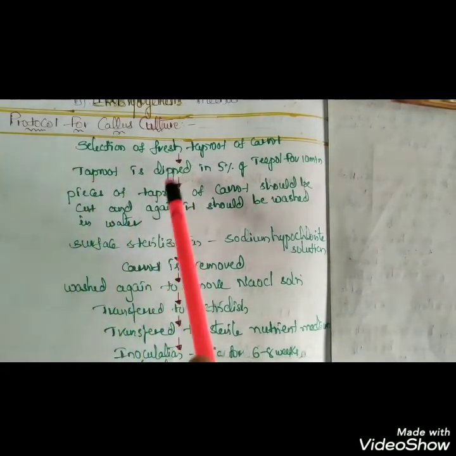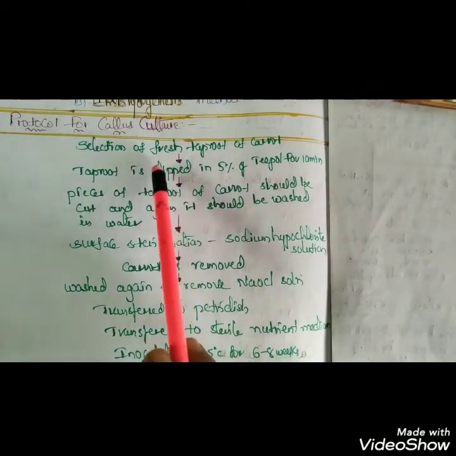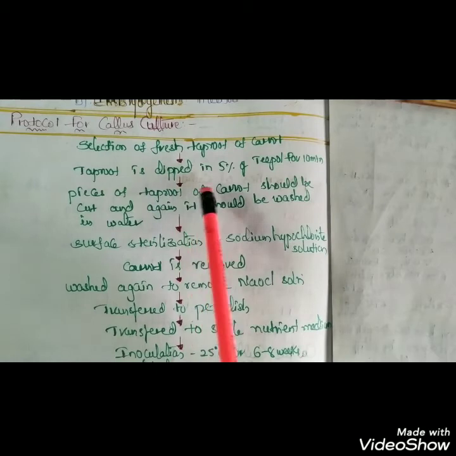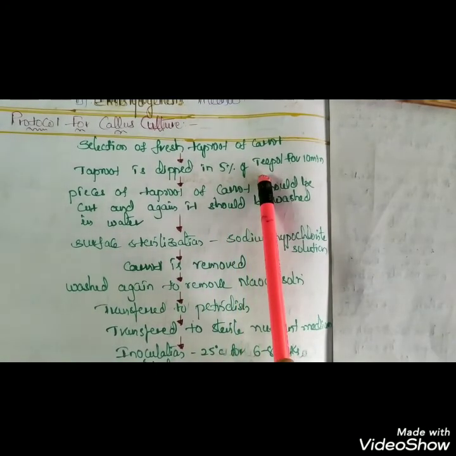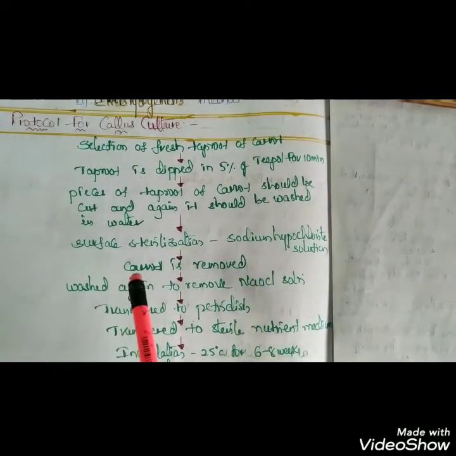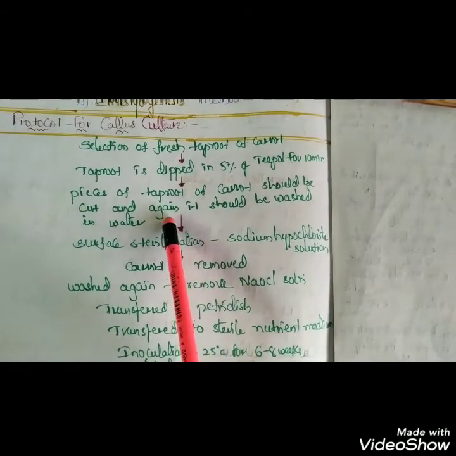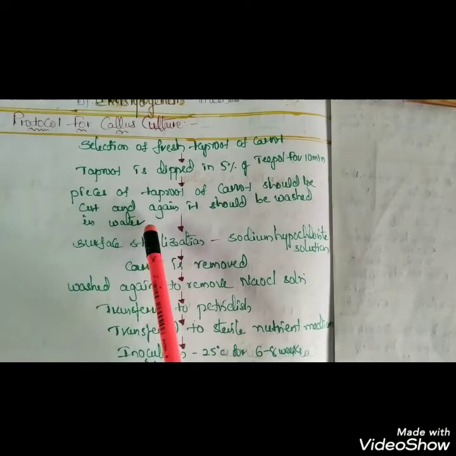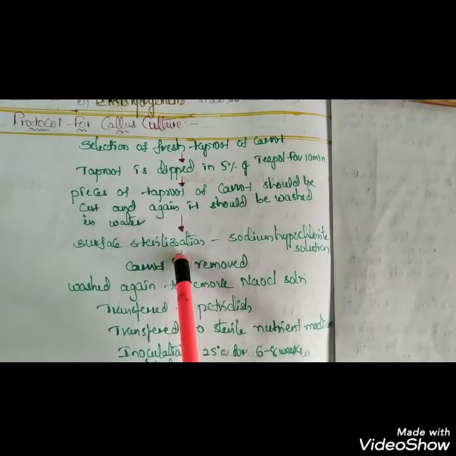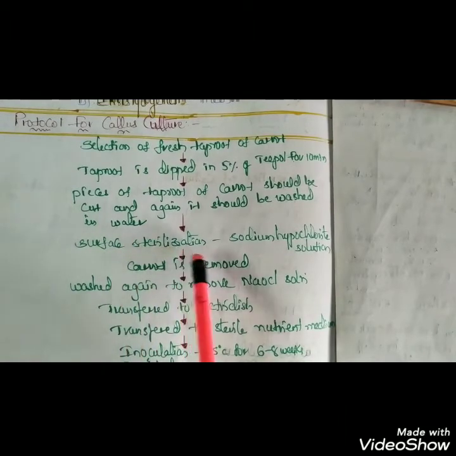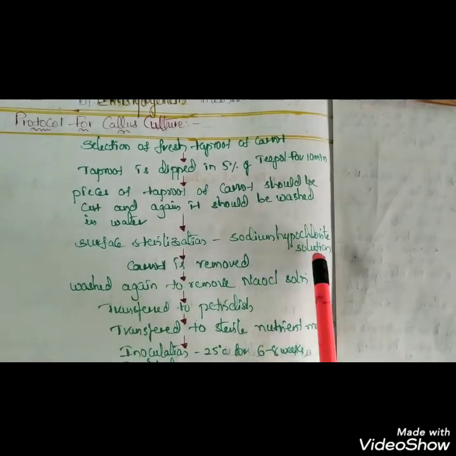So the protocol involves the following steps. First, fresh taproot of carrot is selected. Then the taproot is dipped in 5% T-Pol solution for about 10 minutes. Then the taproot of carrot is cut into pieces and again it is washed using distilled water. After that, the carrot pieces are surface sterilized using sodium hypochlorite solution.